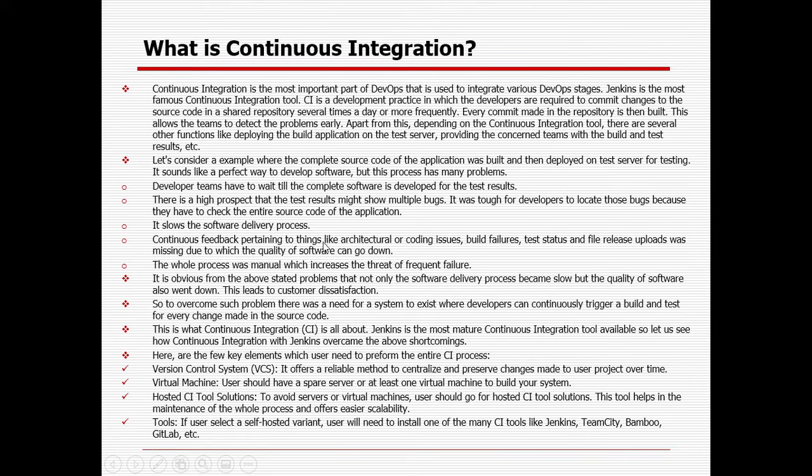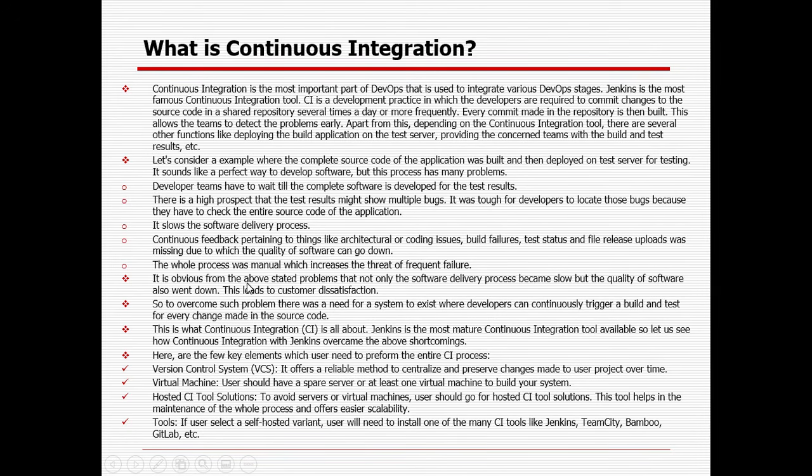Continuous feedback pertaining to things like architectural or coding issues, build failure, test status, and file release upload was missing, due to which the quality of software can go down. So we have to compromise with the quality of the software as well. The whole process was manual, which increases the threat of frequent failure. In case we are doing something manually, there is a high chance that we can miss something important, but in case it is automated, there is less chance of missing those aspects.